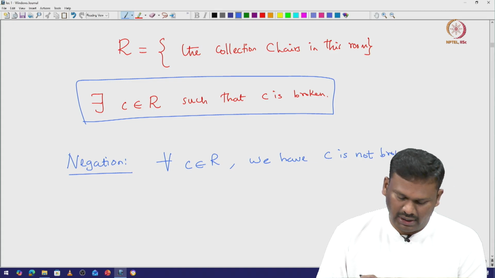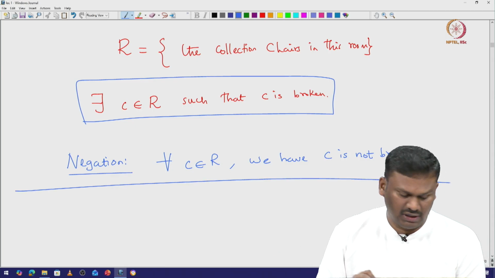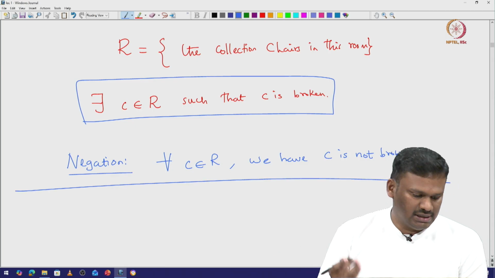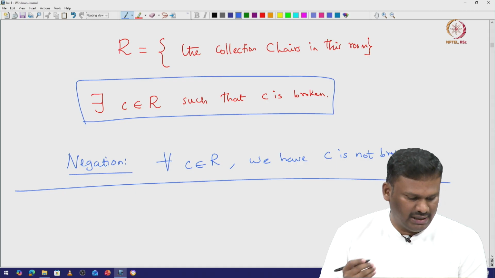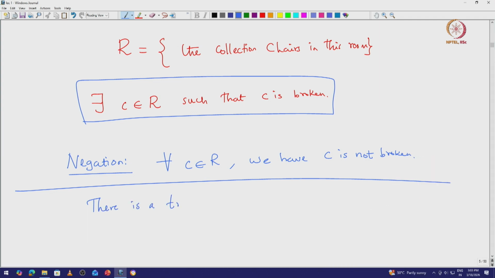So, let us look at a somewhat more complicated sentence. Let us say there is a tree in IISc campus with at least one yellow leaf. Okay. There is a tree in IISc campus that has at least one yellow leaf.